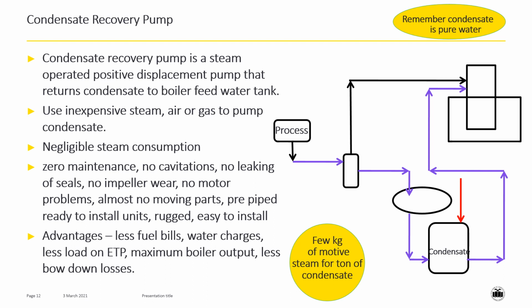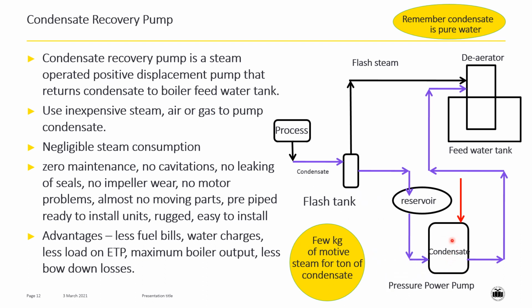Let us see the working. Steam after process heating gets converted to condensate and it is brought to flash tank. In flash tank, some condensate gets flashed and that flash steam is sent to feed water tank through deaerator. The condensate then comes to reservoir. From reservoir it goes to condensate recovery pump.